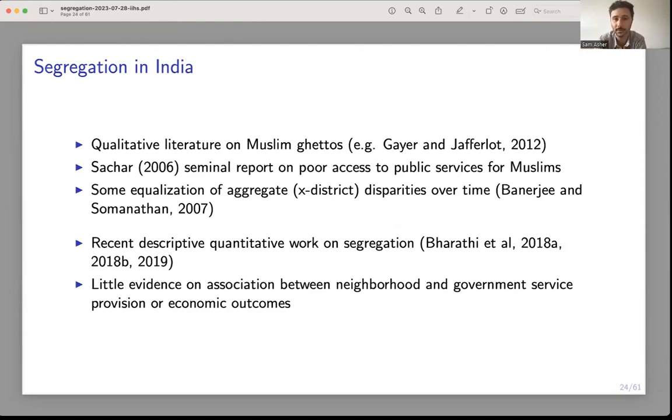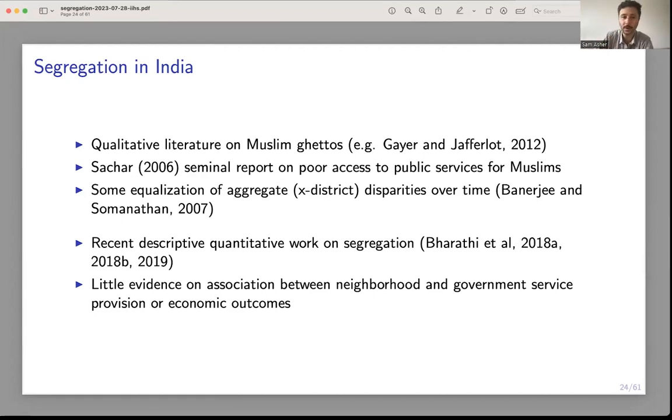So there's a large qualitative literature on Muslim ghettos. Gayer and Jaffrelot is just one example. The Sachar committee had this seminal report on very poor access to public services for Muslims, among other things. And there has been some evidence found, say, by Banerjee and Somanathan about some equalization in disparities. In their case, they were looking more at SCs, in disparities over time, that maybe some of the disparities in public goods provision, especially in things like primary schools, are getting less severe over time as almost all of India's villages, for example, now have primary schools. Now, Bharati et al.